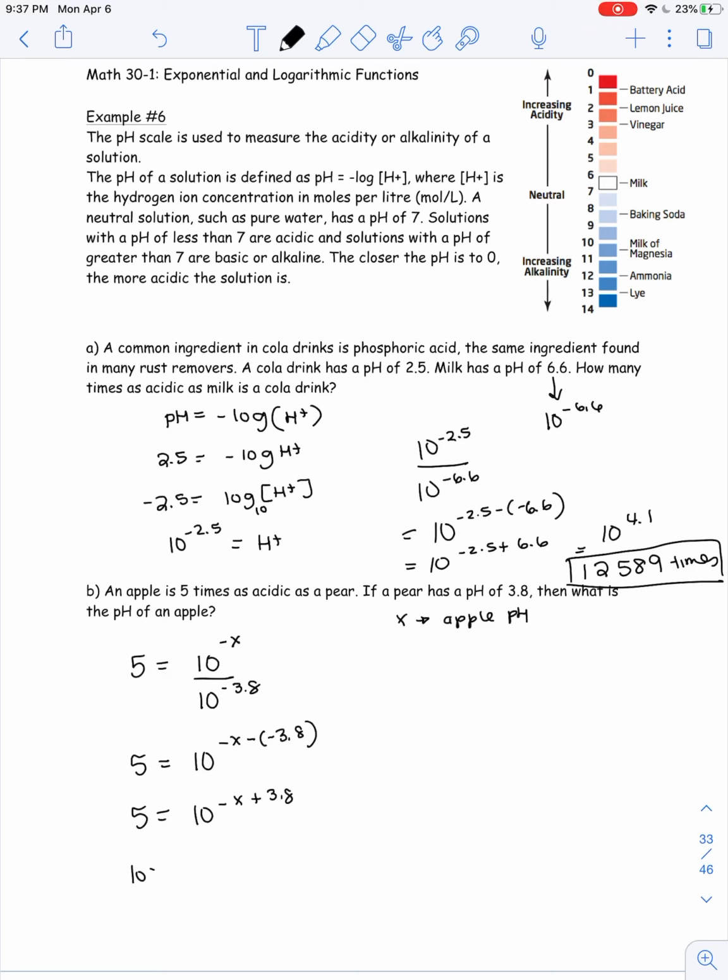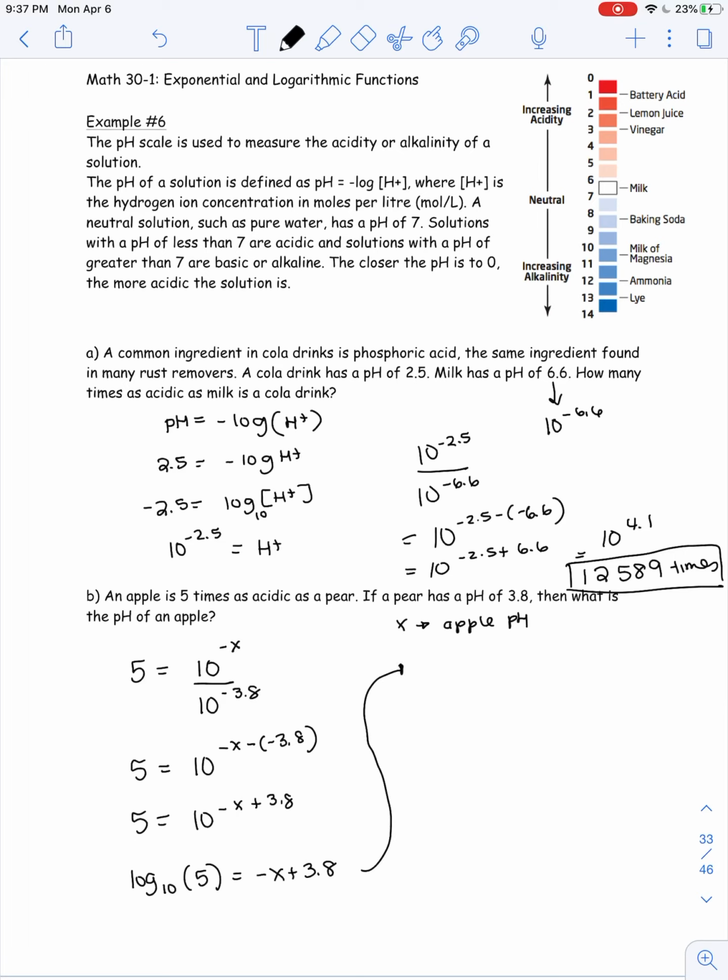So we're going to actually convert it into log form. So in order to convert it to log form, it's always log of your base, which is 10, of your answer, which is 5, equals your power, negative x plus 3.8. So all I have to do is isolate for x. So I'm going to put log of 5 in my calculator because you don't have to write the 10 when the base is 10. And you get 0.69897, which is equal to negative x plus 3.8. And then what I'm going to do is I'm going to swap these spots because I want the x being positive.